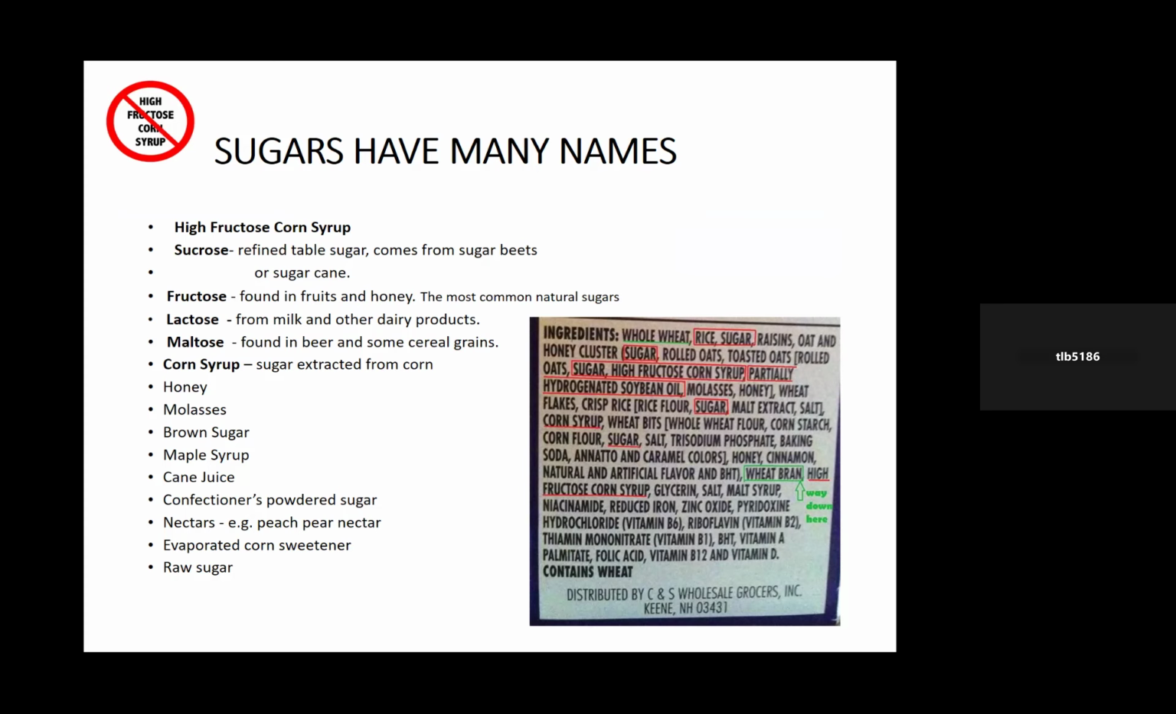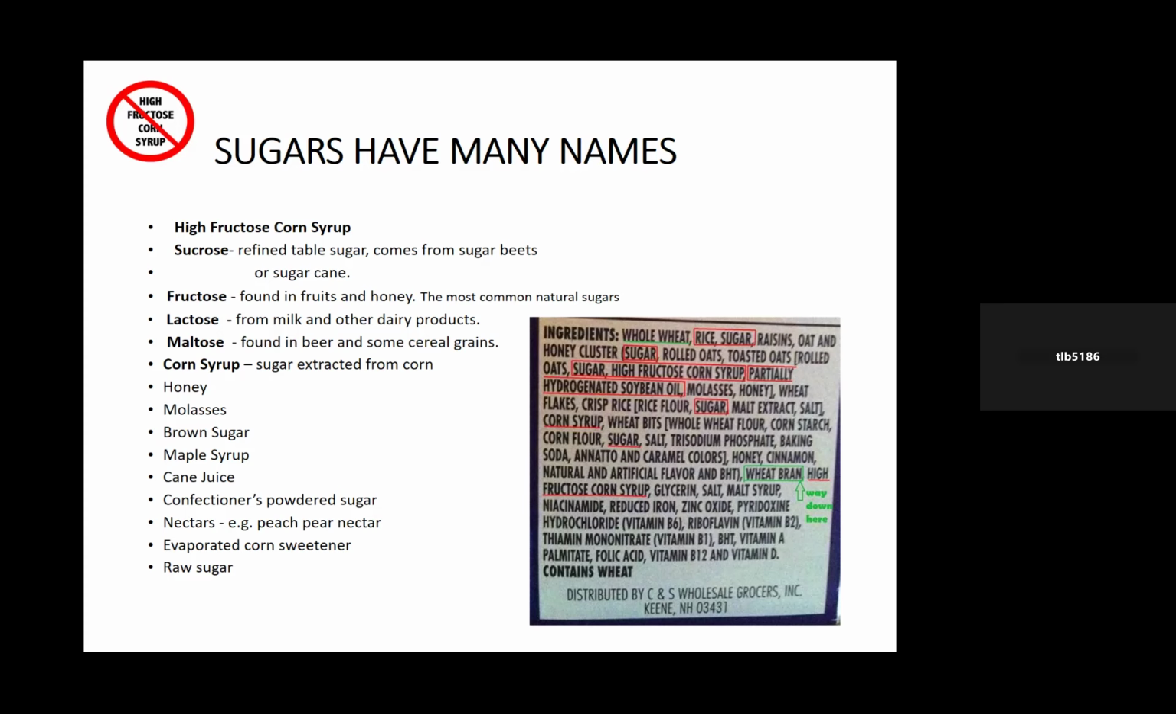Lactose is a milk sugar. Maltose, the sugars found in some grains, some cereals, and beer. Corn syrup, which is sugar extracted from corn. Honey, molasses, brown sugar, maple syrup, cane juice, cane syrup, confectionery powdered sugar, nectars, evaporated corn sweetener, and raw cane sugar are all sugars that are metabolized in the human body very quickly.